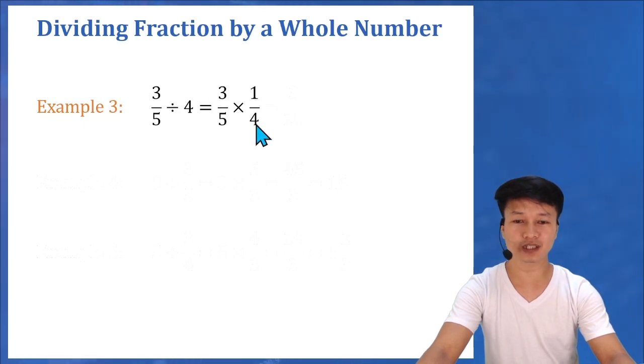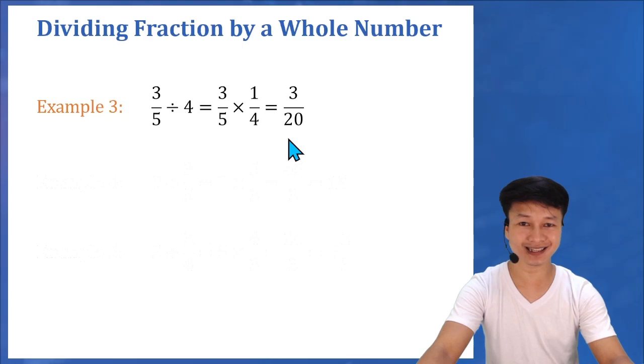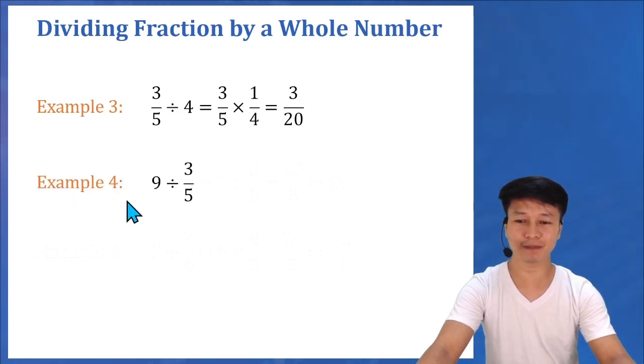And we can now proceed to multiplication. 3 times 1 is 3 and 5 times 4 is 20. So the answer is 3/20. As easy as that. Okay, next, example number 4. We have 9 divided by 3/5. So again, multiply the first number 9 by the reciprocal of the second fraction 3/5, that is 5/3.